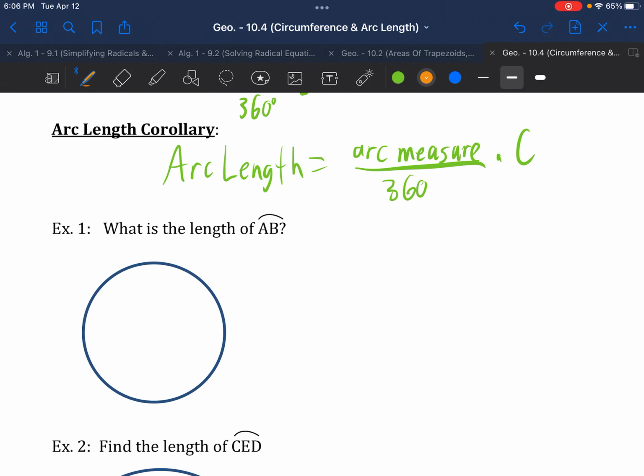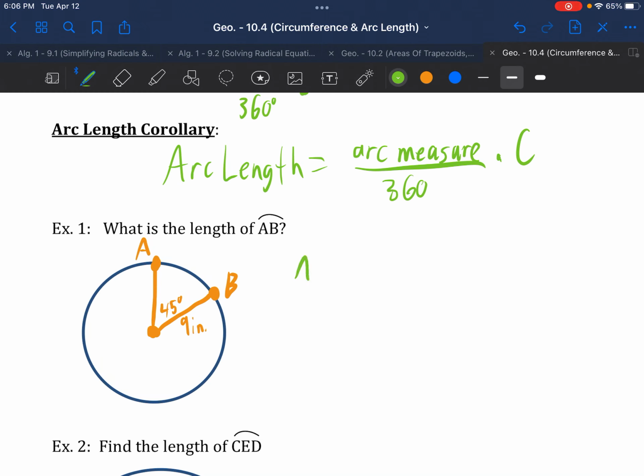So now we're going to go on to example 1 and find the length of arc AB. Well, first we need an arc AB. So I'm going to make a center. I'm going to have it go straight up and call it point A, and a little bit over and call it point B. And I'm going to say that this angle is 45 degrees, and the radius is 9 inches. We now have enough information to find the length of the arc AB.